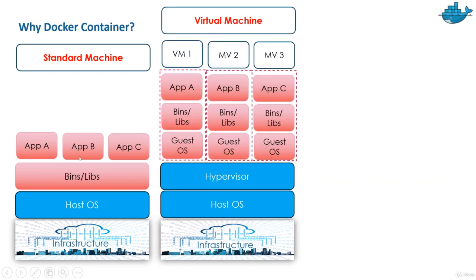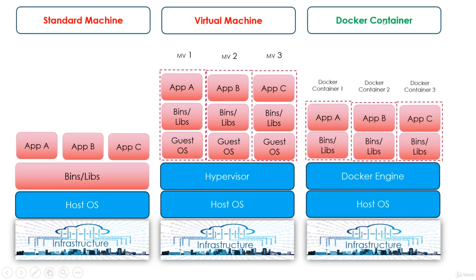After that, it comes to the virtual machine. So in virtual machines, what happens? We have an infrastructure, and on top of that infrastructure we have a host operating system, and then we have a hypervisor. In the hypervisor we are running a guest operating system, which is nothing but a virtual machine, VM, and on top of that we are running applications A, B, and C. But here, application A has its own binaries and libraries on top of the guest operating system, and it is the same case for applications B and C as well.